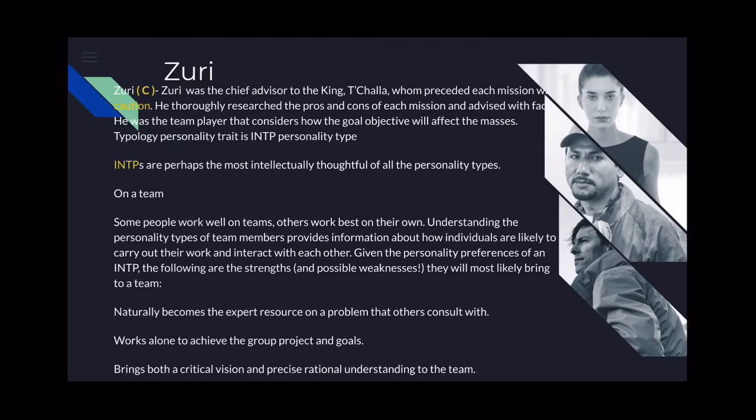Belbin results for Trey. Trey is an ESFJ, and that stands for extroverted, sensing, feeling, and judging.